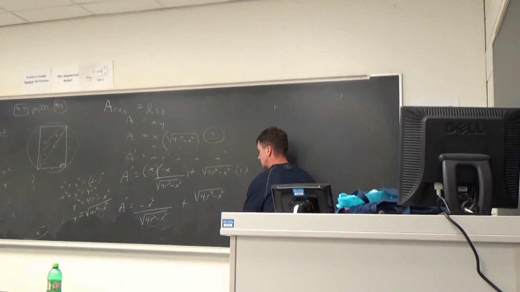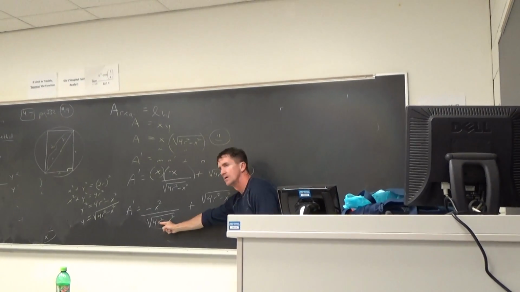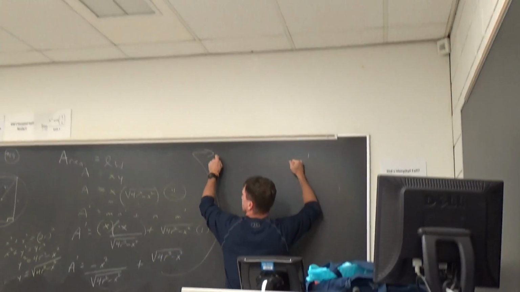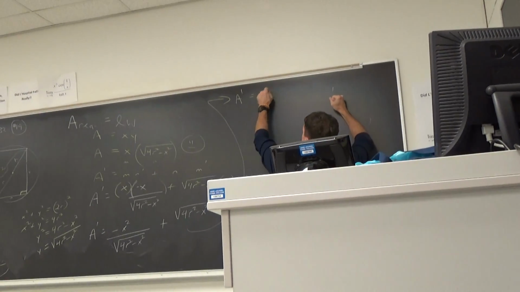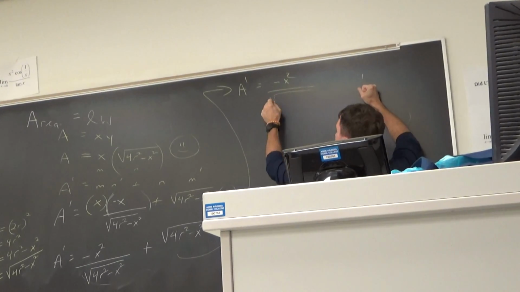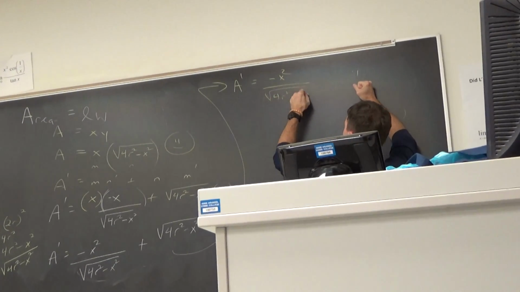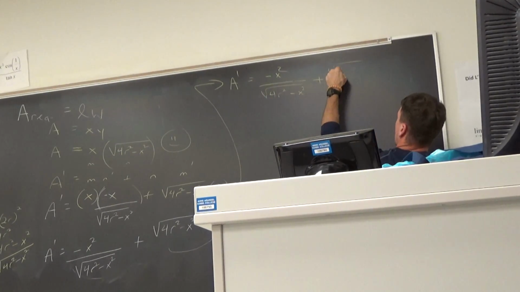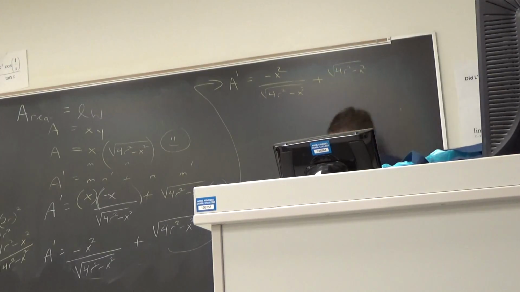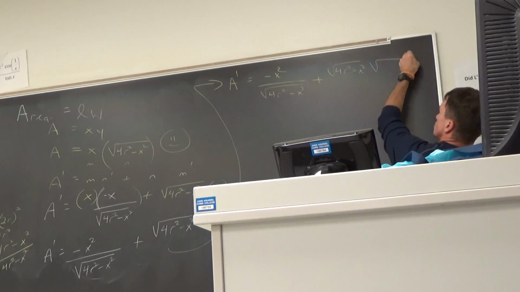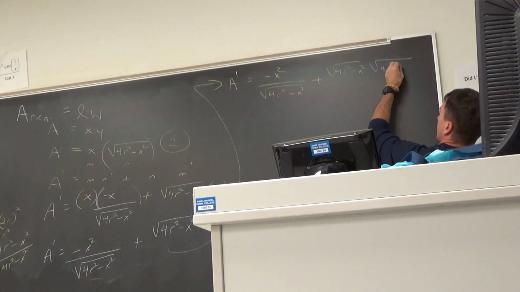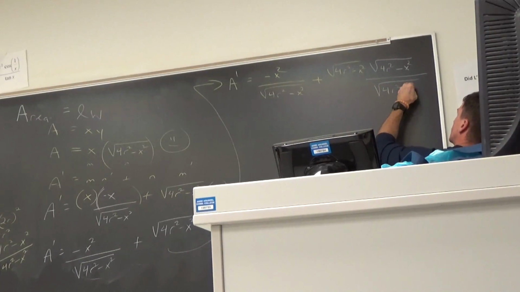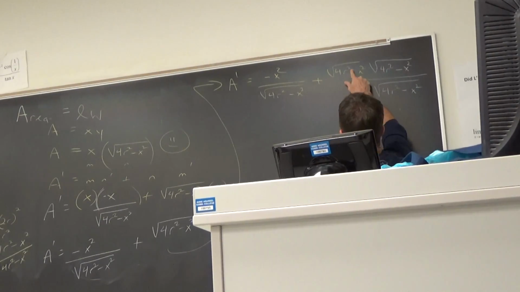To add these together, I just have to multiply what over here? Another one of these, right? So when I do that, you got n prime equal to negative x squared over the square root of 4r squared minus x squared, and then you go plus the square root of 4r squared minus x squared, and you're saying, hey, just multiply by the square root of 4r squared minus x squared over the square root of 4r squared minus x squared. Let me make sure that's a minus.